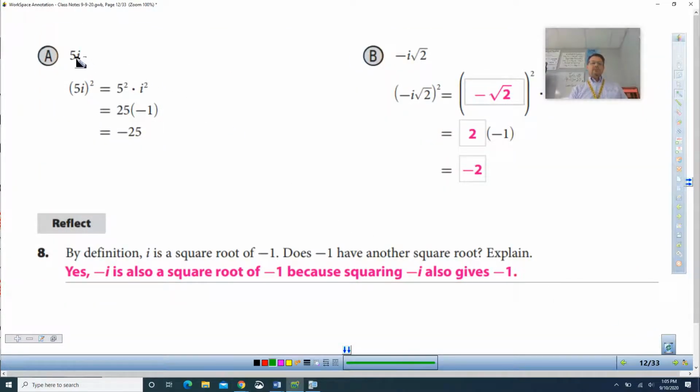So what if we take 5i and square it? Well, that's the same thing as 5 squared and i squared, which is 25. We just said i squared is -1, so it gives me -25. We squared the original 5i.